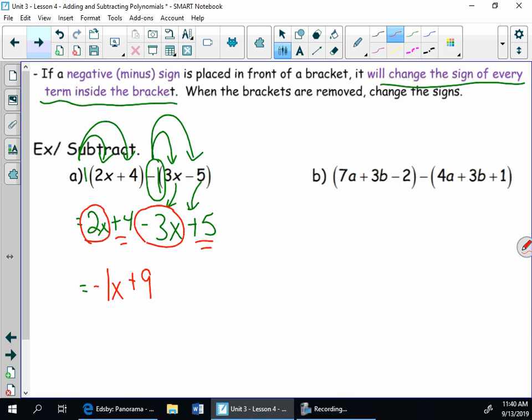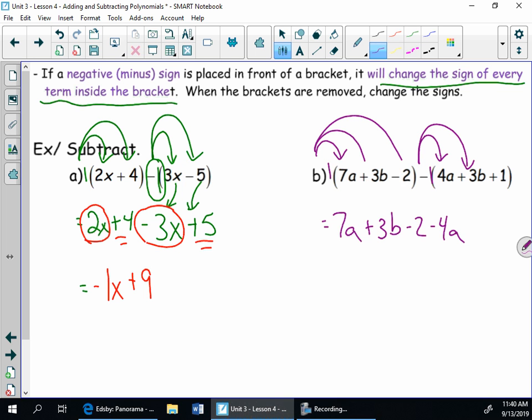Okay, try the next one yourself so you can figure it out. Put the number in front of the bracket, make it easier. There's a 1 there and a 1 there. 1 times 7. That's just 7. 1 times 3. That's just 3. 1 times negative 2. That's negative 2. Here we've got to be a little careful. Negative times a positive. Negative. Negative times a positive. Negative. Negative times a positive. Negative. All my signs changed.